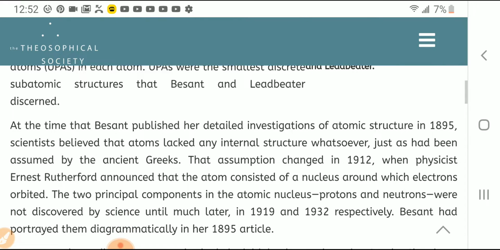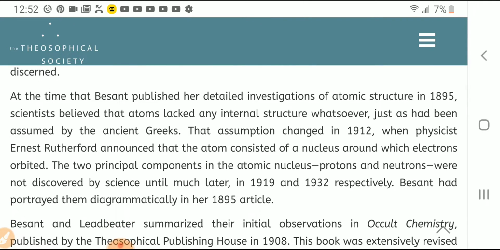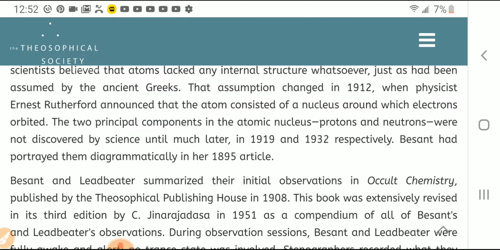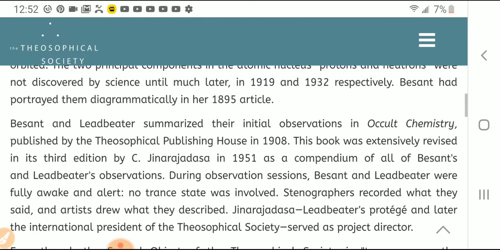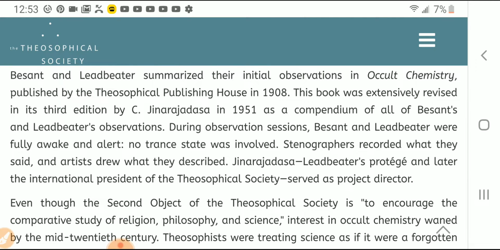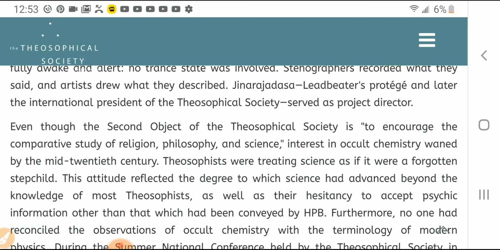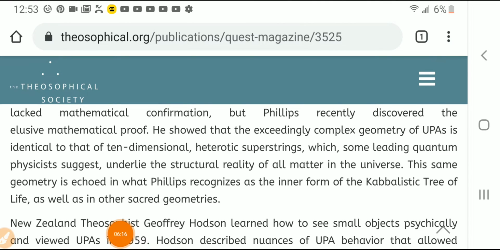That assumption changed in 1912 when physicist Ernest Rutherford announced that the atom consisted of a nucleus around which electrons orbited. The two principal components in the atomic nucleus, protons and neutrons, were not discovered by science until much later. Besant had portrayed them diagrammatically in her 1895 article, so she described them before they were even discovered. Even though the second object of the Theosophical Society is to encourage the comparative study of religion, philosophy, and science, interest in occult chemistry waned because it was getting too close. And here we get to the meat of what I'm talking about.